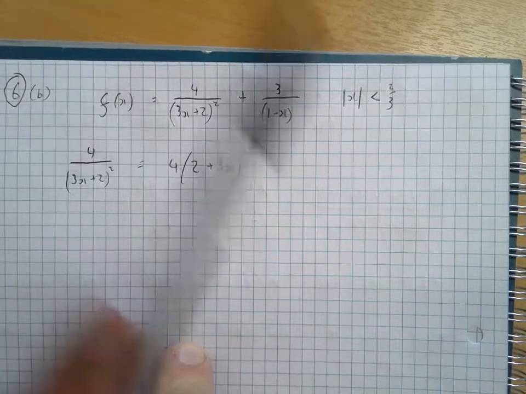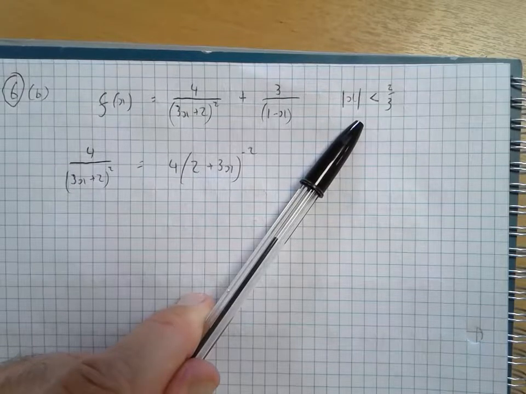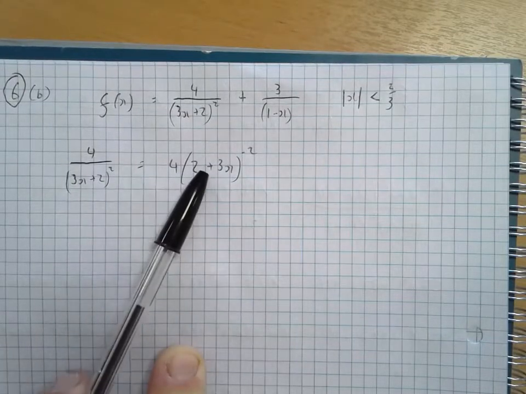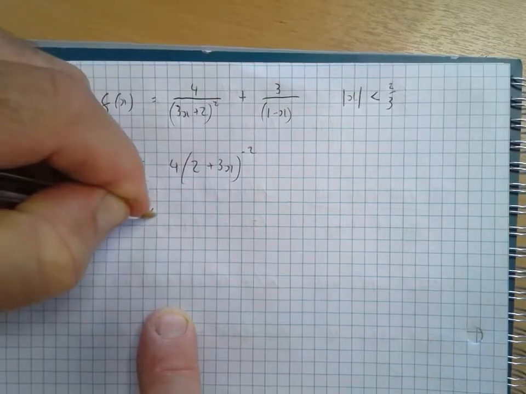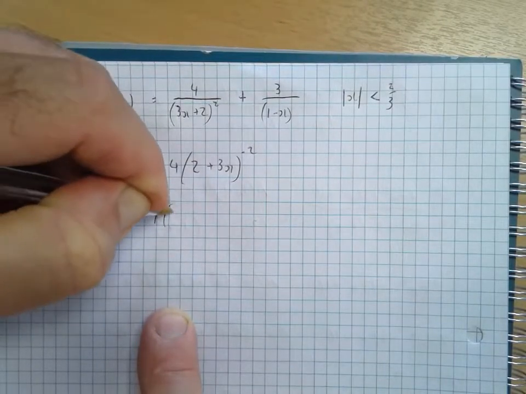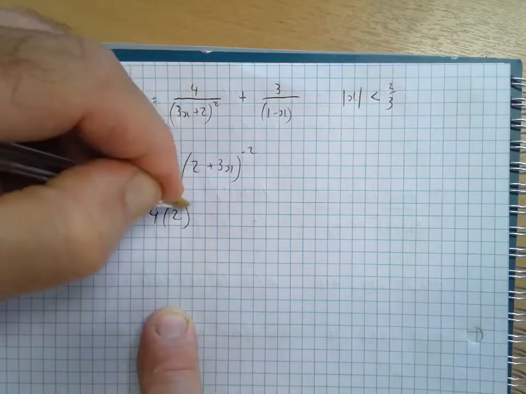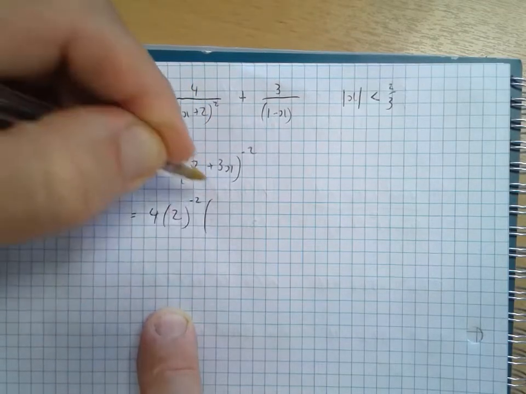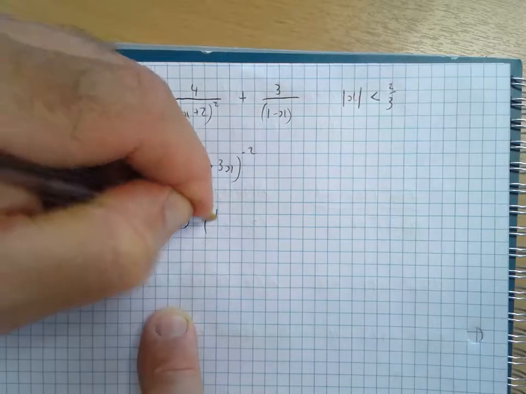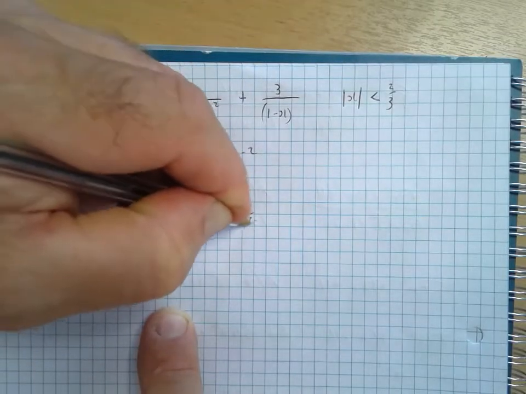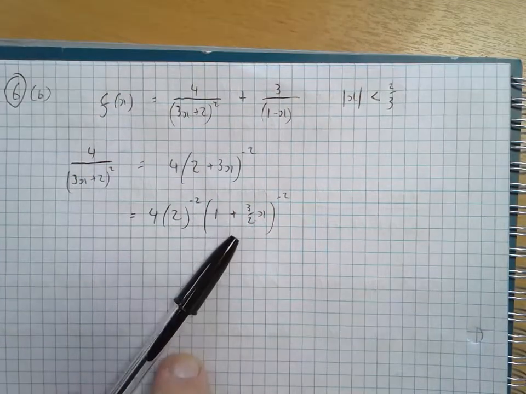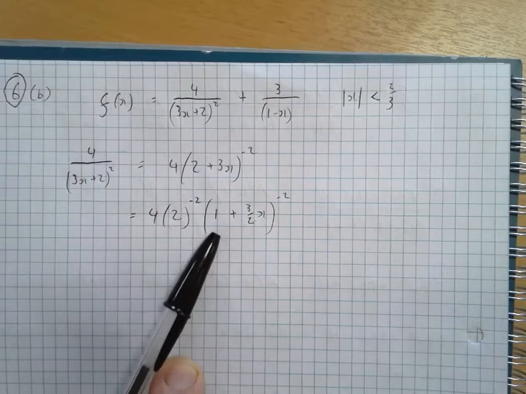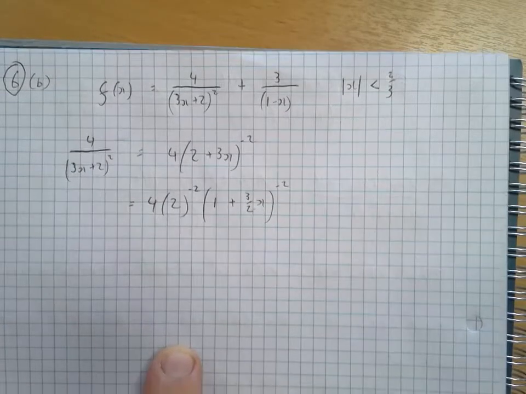Now we've got the restriction on x, which suggests if we divide through by 2 to make that 1, I'm going to have it in a form that I can expand using a second binomial term. So that equals 4, and I'm going to pull out 2, but that has to be to the minus 2, and that leaves me with (1 plus 3 over 2 x) to the minus 2. Now that is in a form that the second form of binomial can be used because the first term's 1 and the second term's modulus is going to be less than 1.